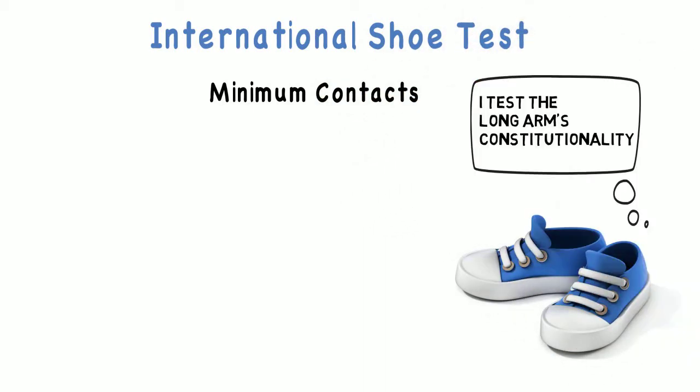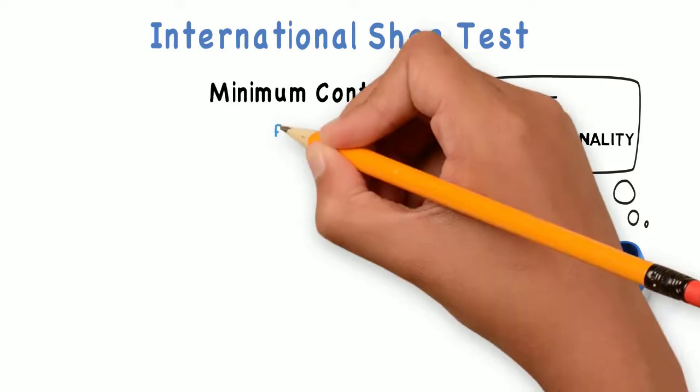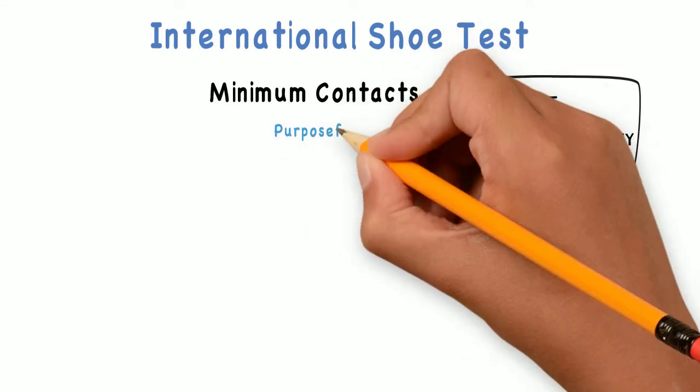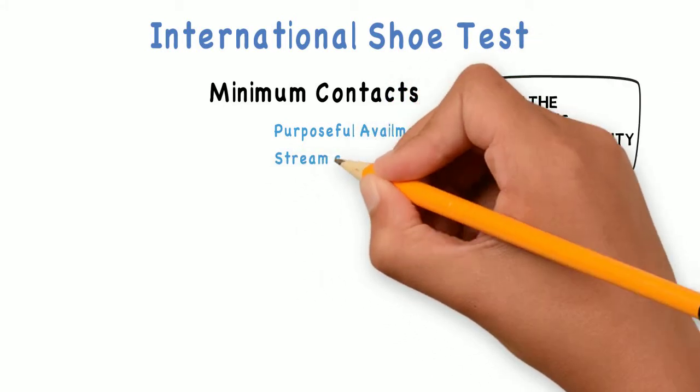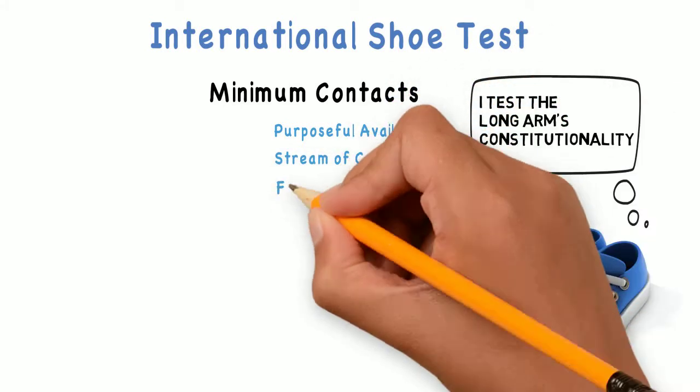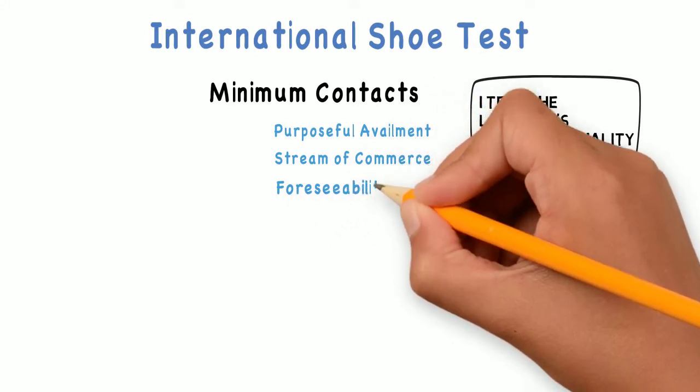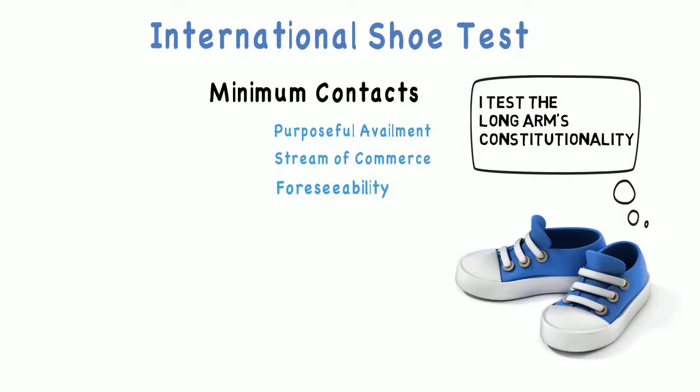But the first factor is the minimum contacts test. Under the minimum contacts test, you're analyzing whether the out-of-state defendant has had sufficient contacts with the forum state to justify bringing the out-of-state defendant under the forum state's jurisdiction. Depending on the facts and circumstances, you'll consider arguments within the minimum contacts test such as purposeful availment, stream of commerce, and foreseeability. No worries, we'll get a better idea of these specific arguments soon.